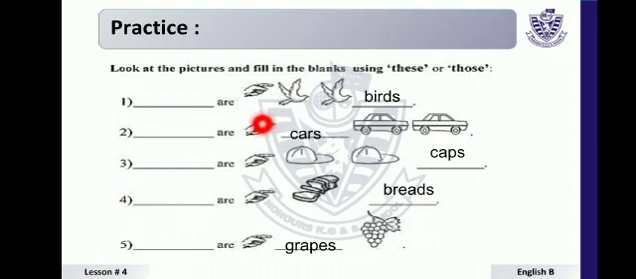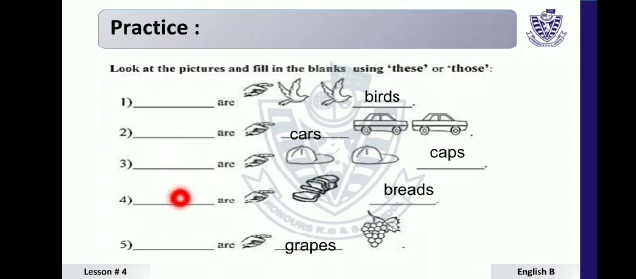Dash are birds. You can see that the birds are near the speaker. So we will write here, these are birds. Next one is dash are cars. We can see that cars are far from the speaker and there is more than one car. So we will write here those. Next one is dash are caps. Caps are close to the speaker. So we will write here these.